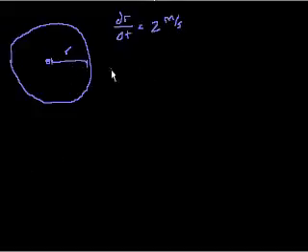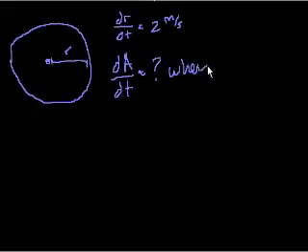And what I want to know is, what is the rate at which the area included by this ripple, this entire area, is changing with respect to time when the ripple is 3 meters from the center, when R is equal to 3 meters.